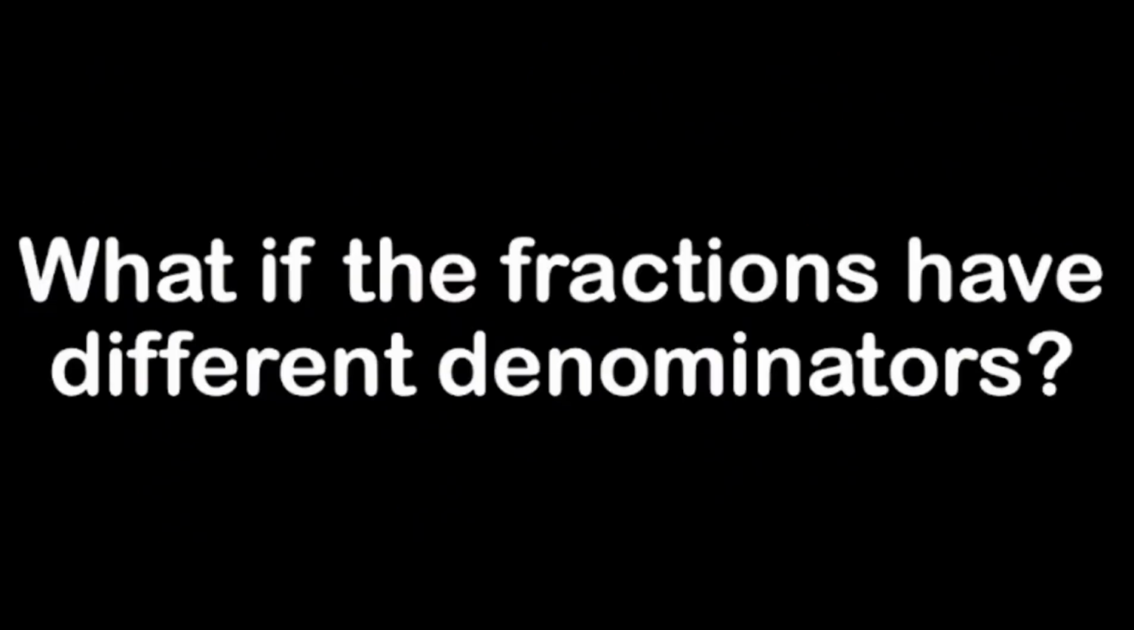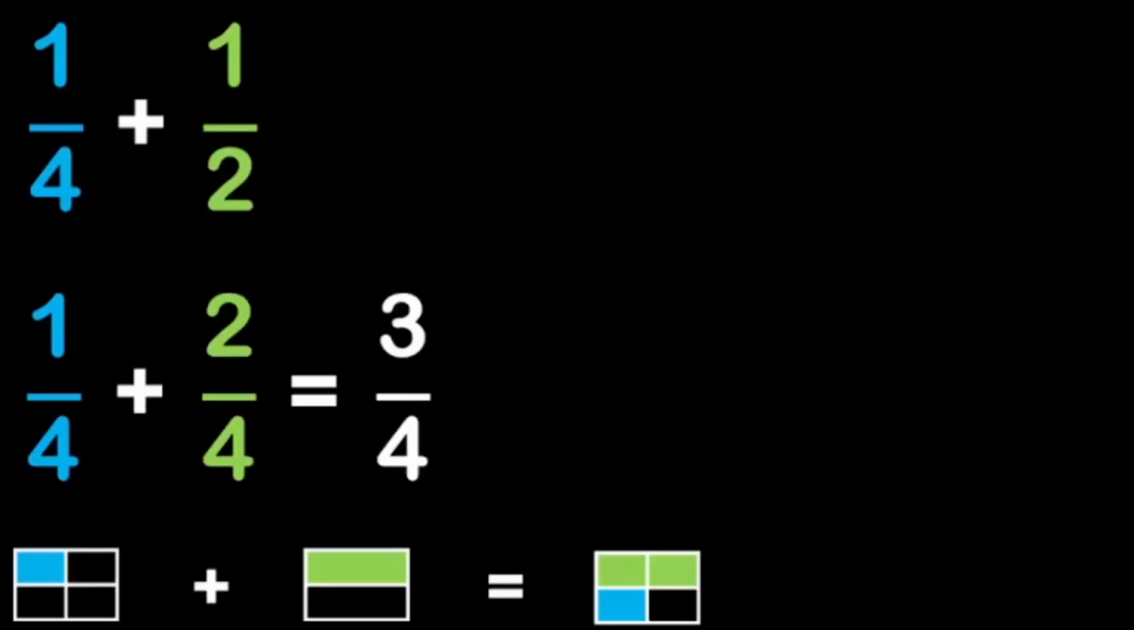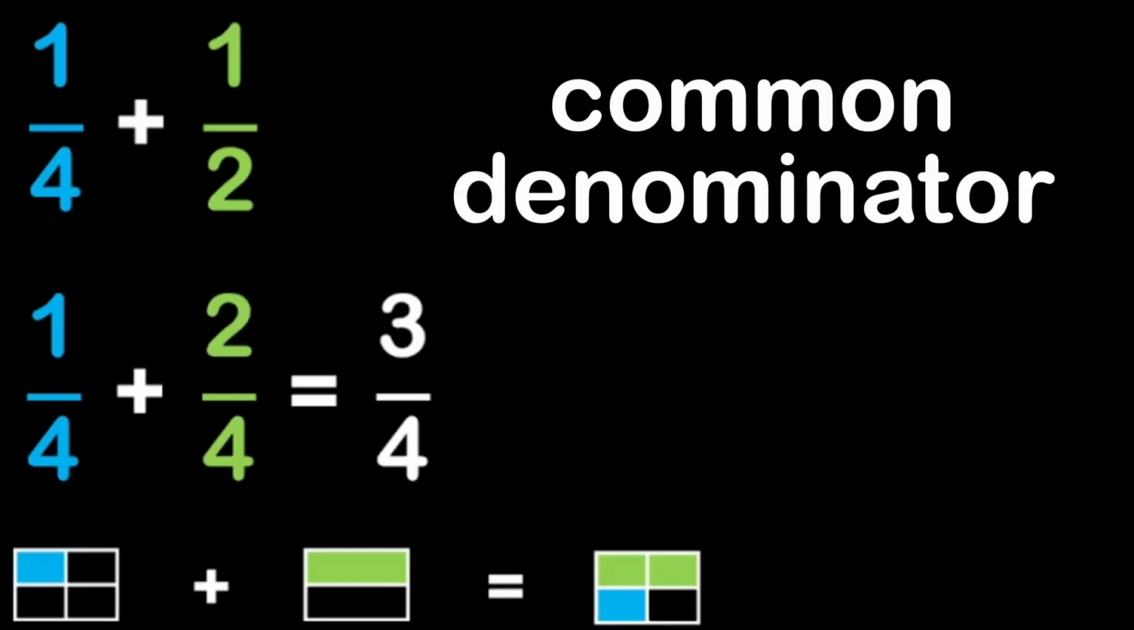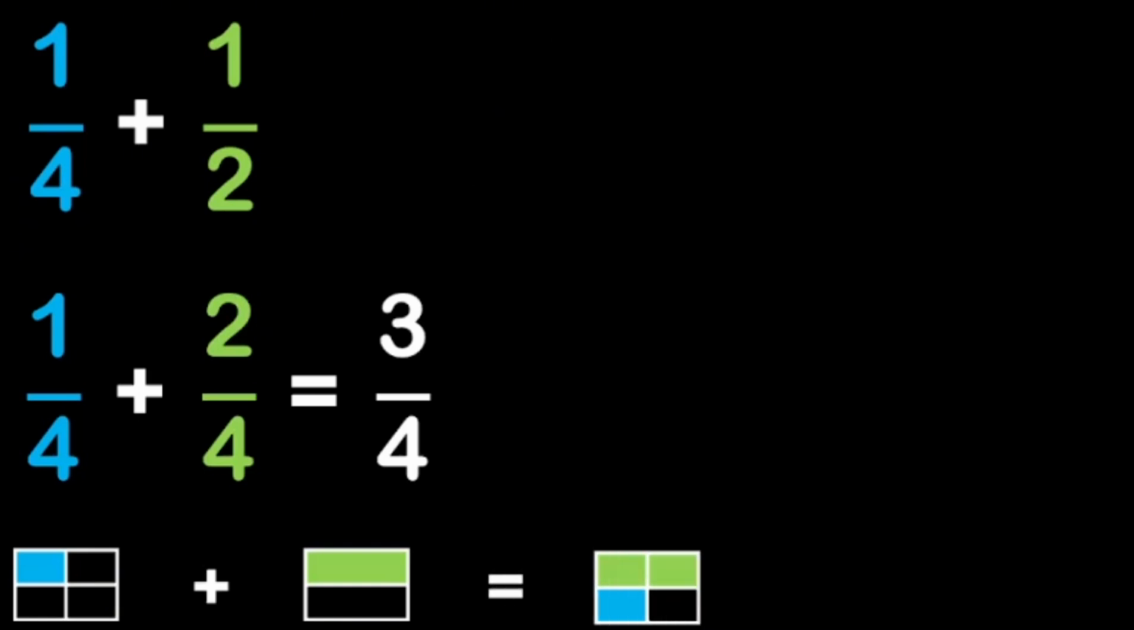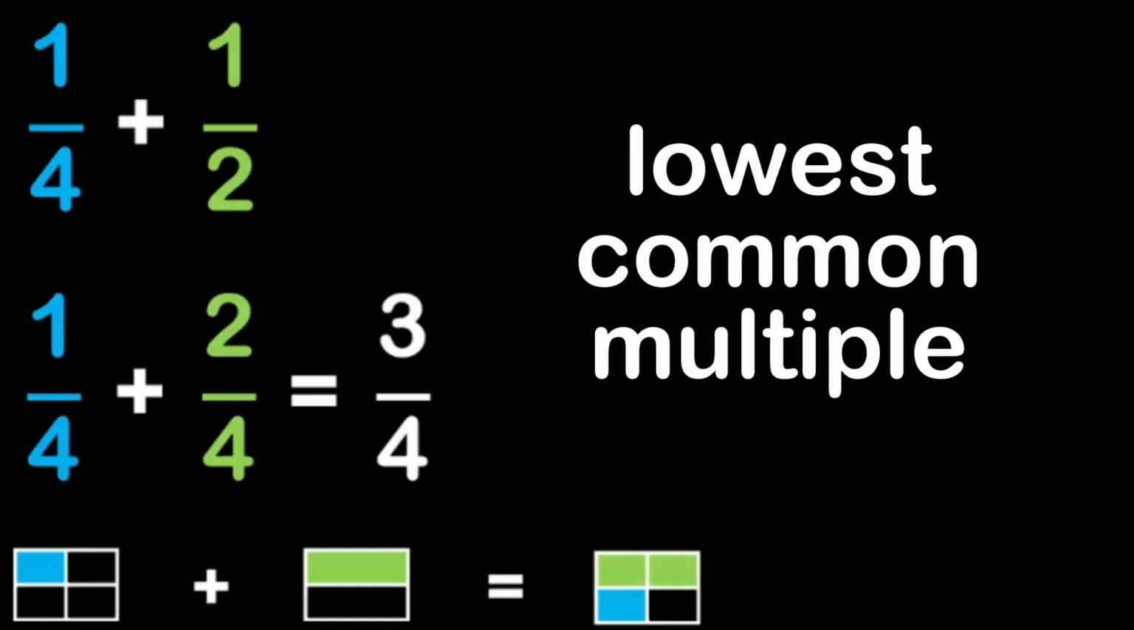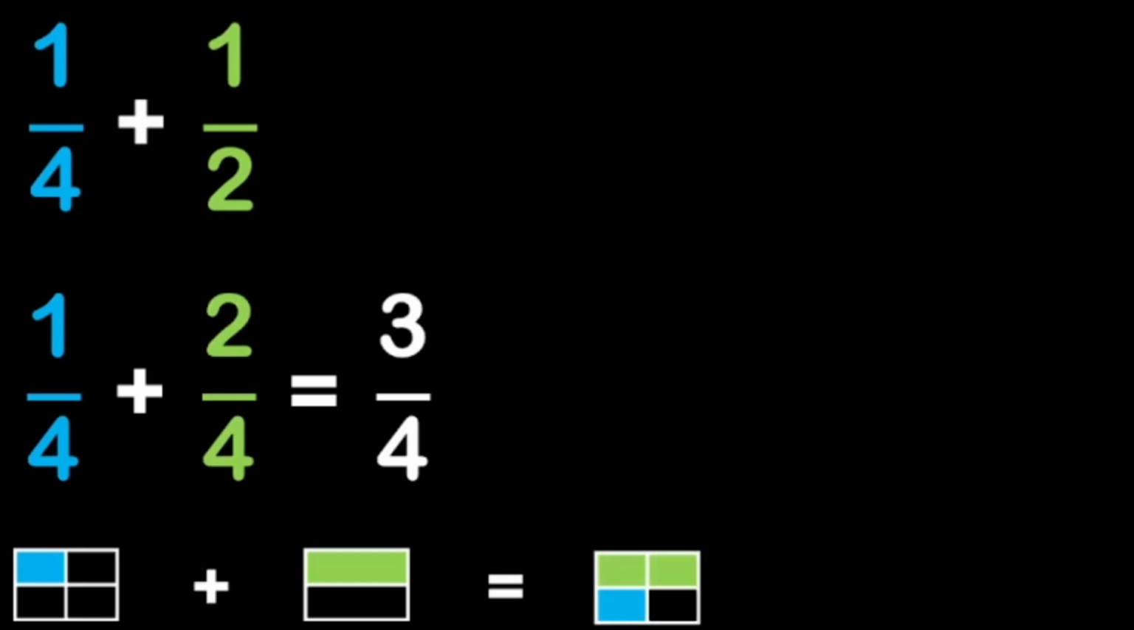But what if the fractions have different denominators? Okay, as you can see in this example, we need to find a common denominator. And usually what we do is find the lowest common multiple, or LCM, which I'll make a video on in the future as well. In this example, the lowest common denominator is 4. So we would convert 1/2 into 2/4, since they're equivalent fractions, and add it as we would normally.